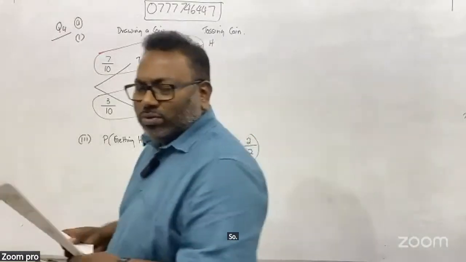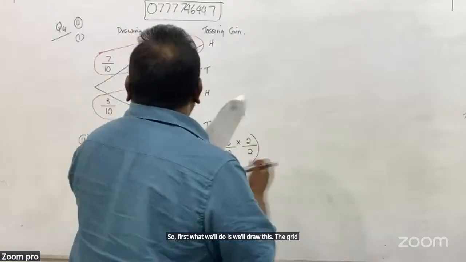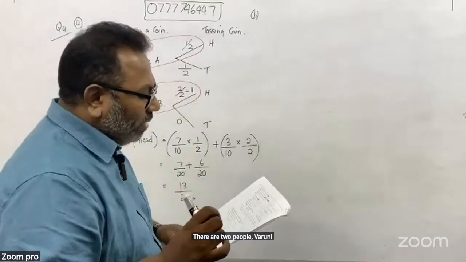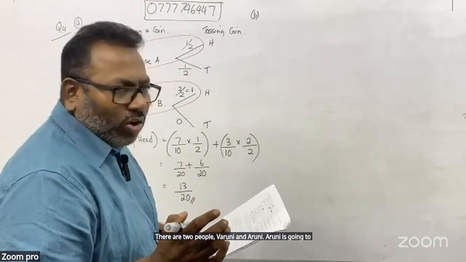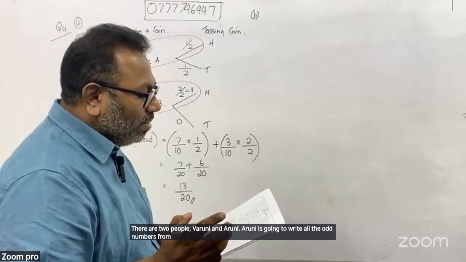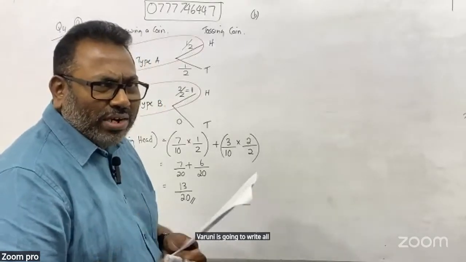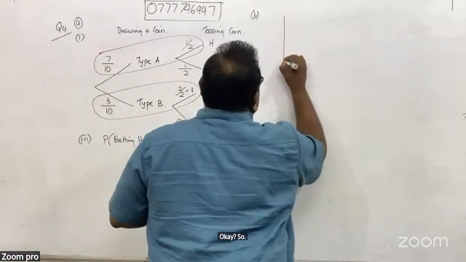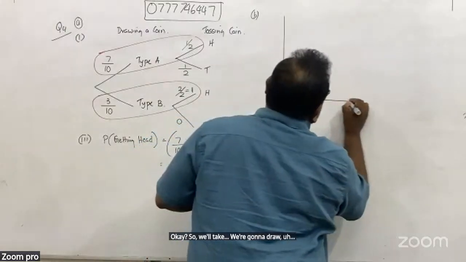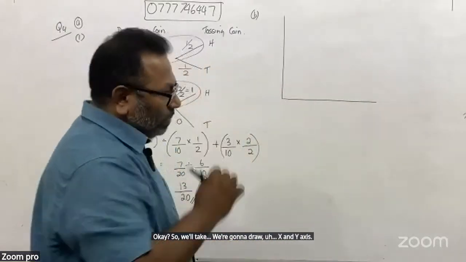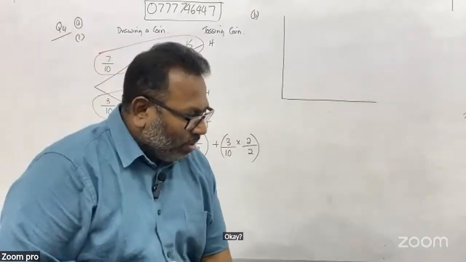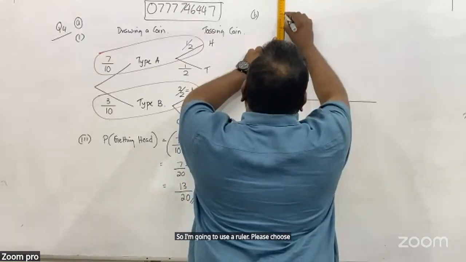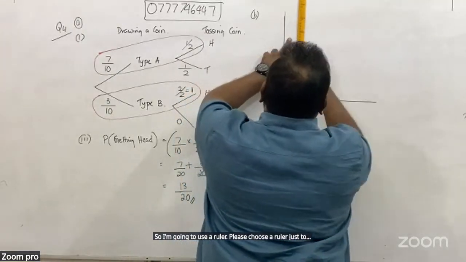So first what we'll do is draw the grid. There are two people, Varuni and Aruni. Aruni is going to write all the odd numbers from 0 to less than 10. Varuni is going to write all the even numbers from 0 to less than 10. So we're going to draw the X and Y axis. Please use a ruler, just to save some time and for neat work.